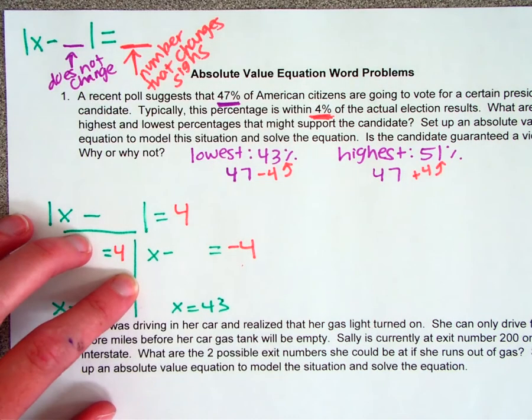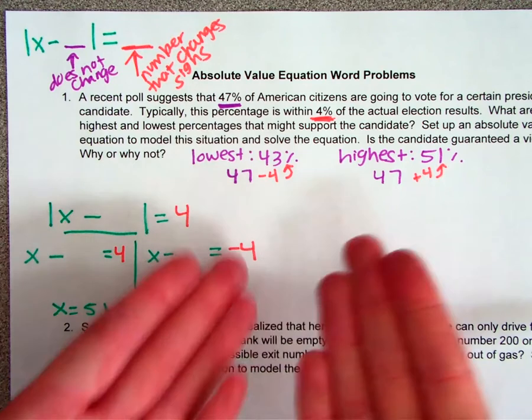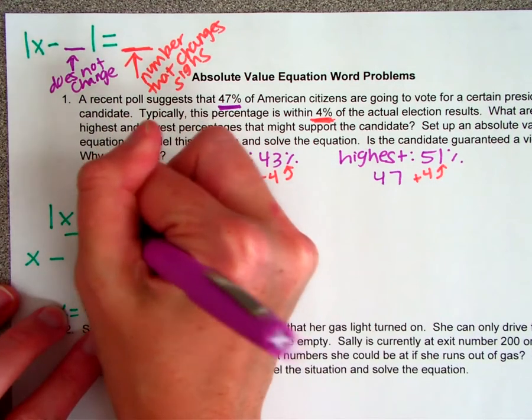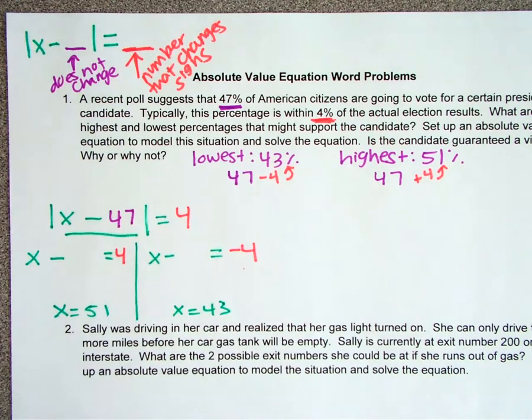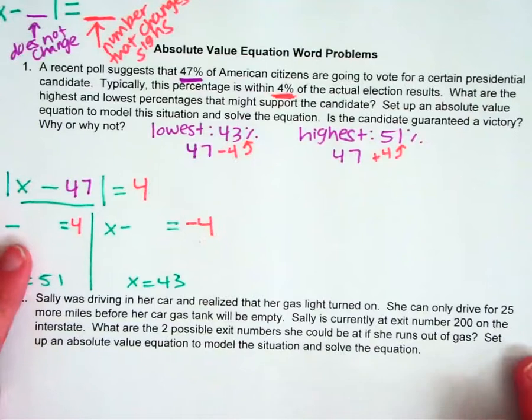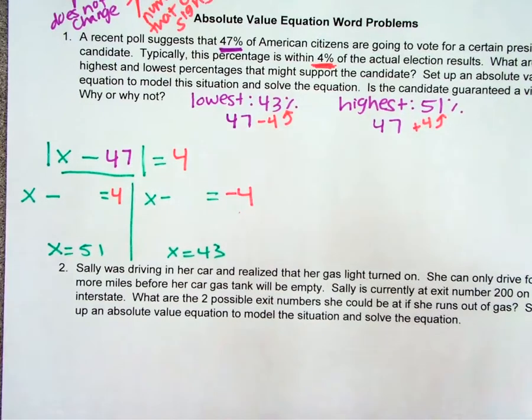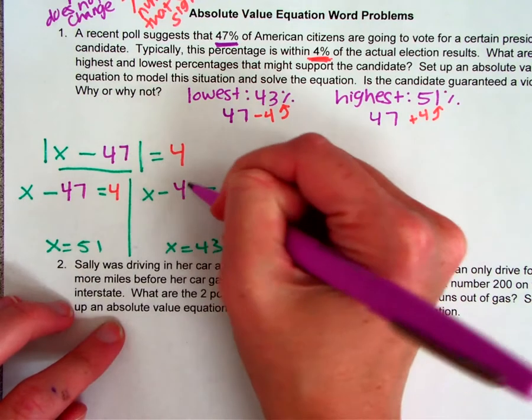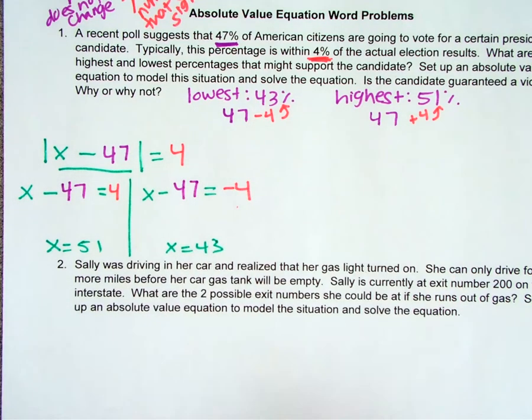Whatever makes more sense to you. So in this case, the number that didn't change when I was solving is the 47. So I'm going to slide that in here. That's kind of how our absolute value equations are going to be set up when we have a word problem. And remember, we're going to write x minus 47 on both sides of this equation. All right, guys, let's solve this thing.